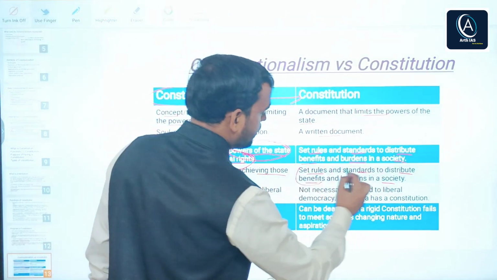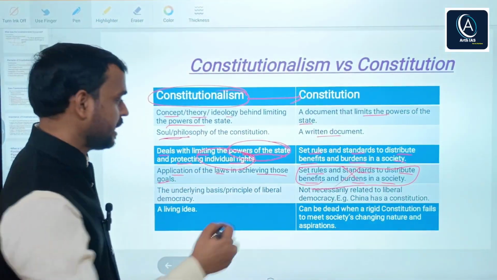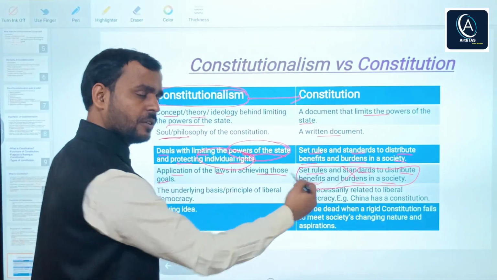I think the same point has been repeated here, right? Leave it. Same point has been repeated.